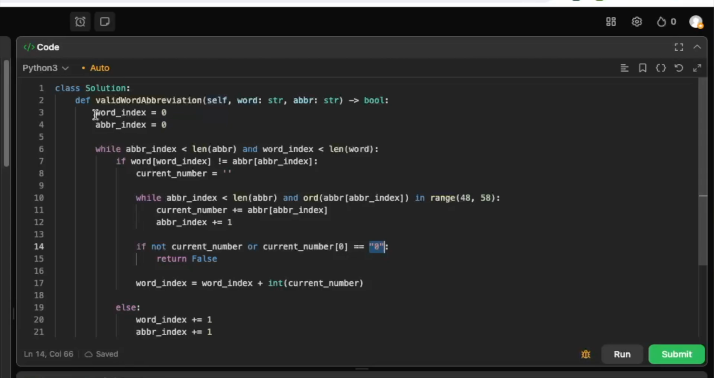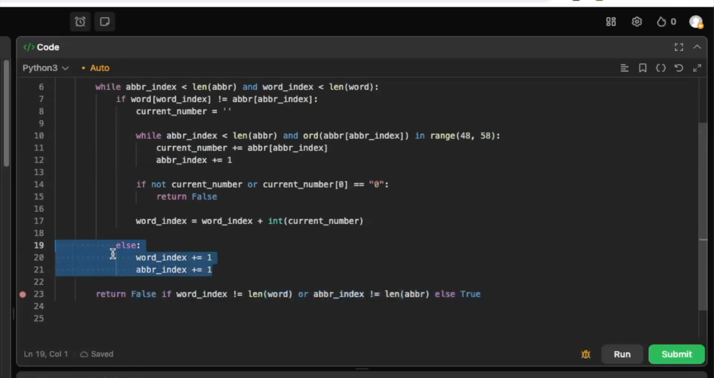So the first thing we do is set up 2 variables that track our indexes. So we have one index pointing to our current position in the word and another pointing to the current position in our abbreviation. So we start this while loop, and what we do here is we continue while the abbreviation index is less than the length of our abbreviation and our word index is less than the length of the word. So while both are in bounds, we keep going. So the easy case is this else statement down here. This is what happens when both the characters are the same in the abbreviation and the word. Here we just increment and continue.